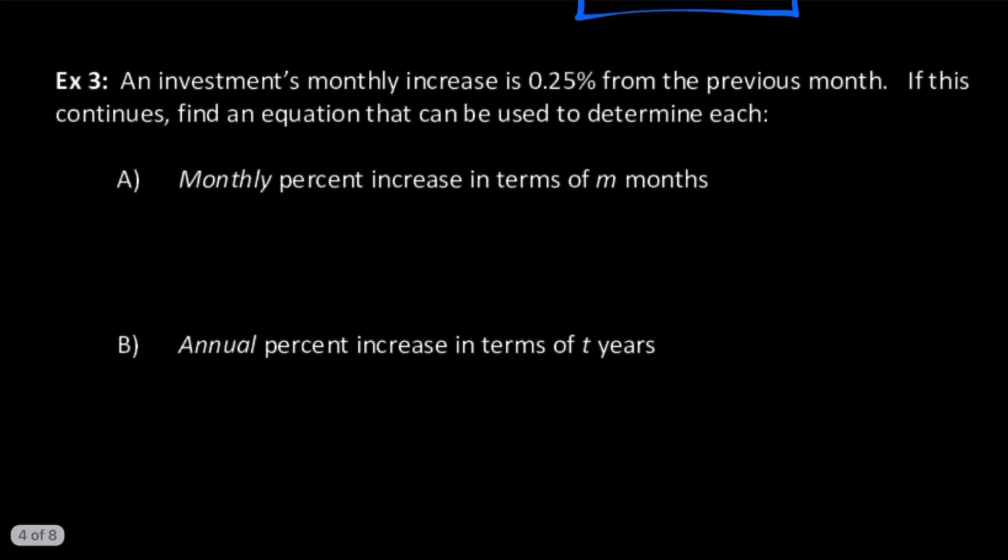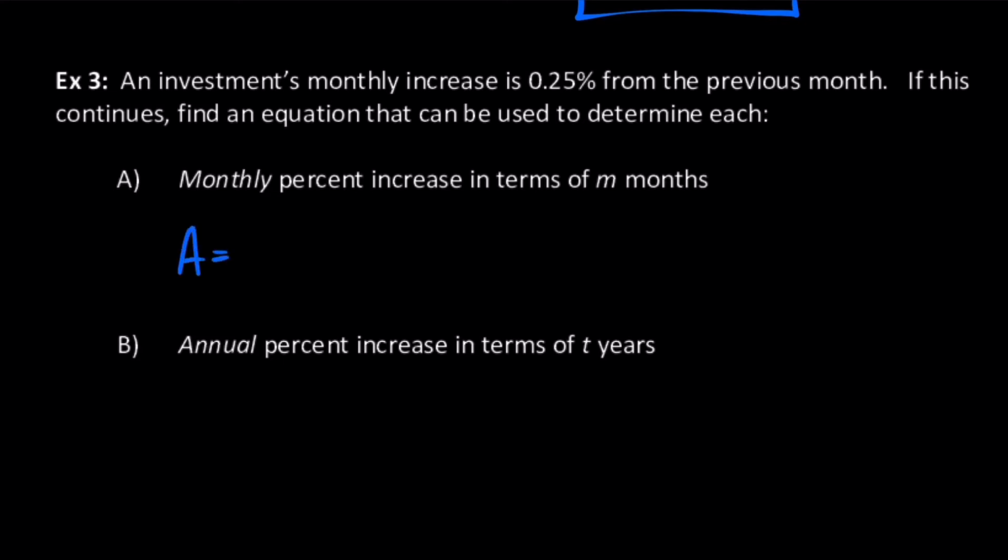Okay, next one. An investment's monthly increase is 0.25% from the previous month. If this continues, find an equation that can be used to determine the monthly percent increase. So when these units of time are the same, month and month, it's just that simple: y equals a b to the t, and this b term is 1 plus r, or 1 minus r if it's a depreciation.